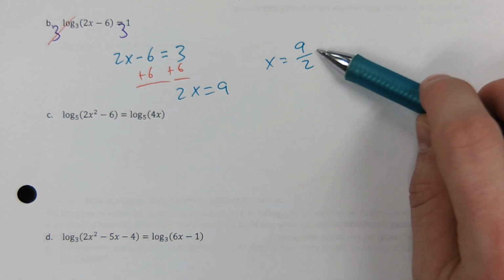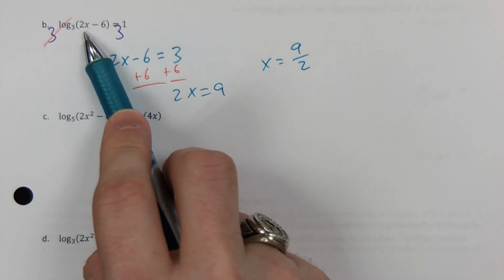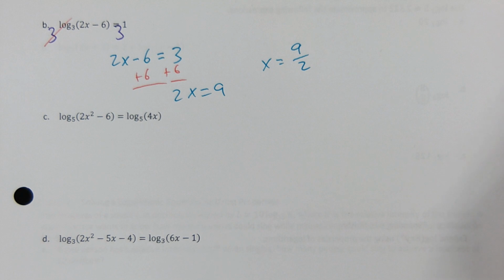So this number is 4.5. If you double 4.5, you get 9, and 9 minus 6 is not negative, so we're okay. The answer is fine. Okay? Okay. Yes.